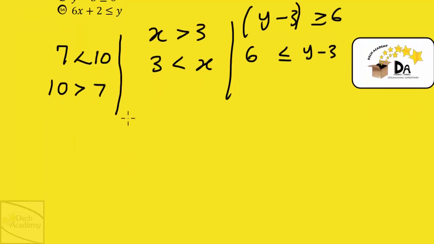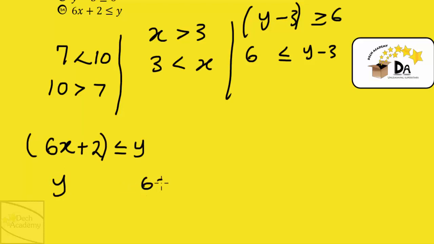Next inequality is 6x plus 2 less than or equal to y. This is the left hand side term, this is the right hand side term. Swapping them gives y here and 6x plus 2 here. Now we have to reverse the less than or equal to symbol to greater than or equal to. And that's it. So when you swap the left hand side term and right hand side term of an inequality, you reverse the inequality symbol.